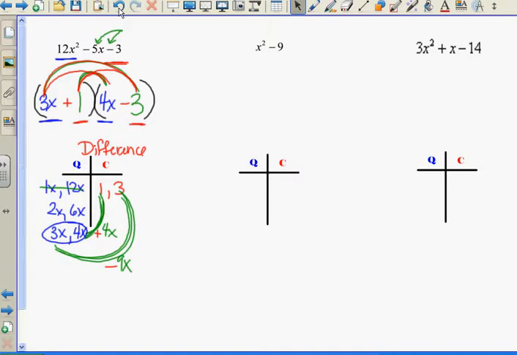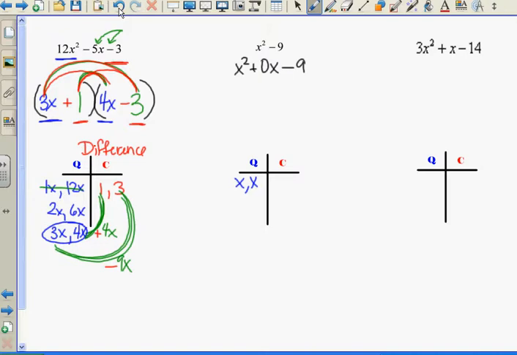Okay, second one. Second one is a weird quadratic. It has a quadratic piece and a constant piece, but it's missing the linear piece. So I'm going to write that in. I'm going to rewrite this as x squared plus no x's minus 9. And then we're going to treat it the same way. So our quadratic piece is x squared. The only thing that causes that is x times x.